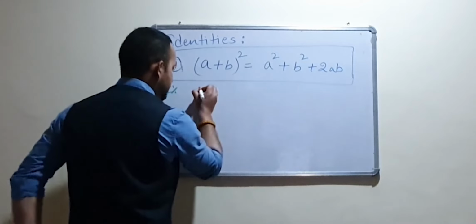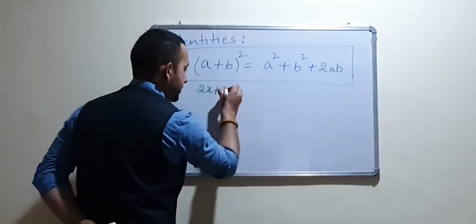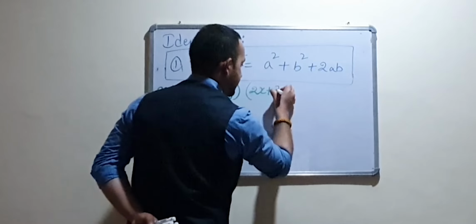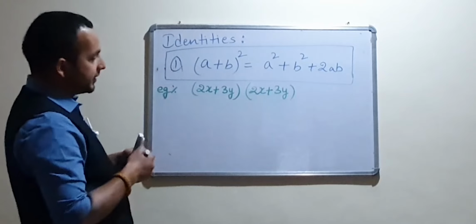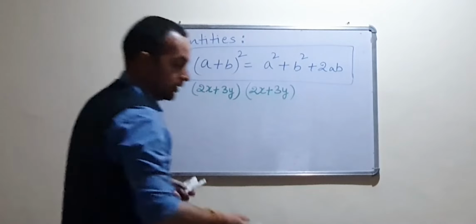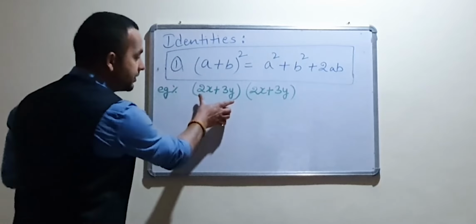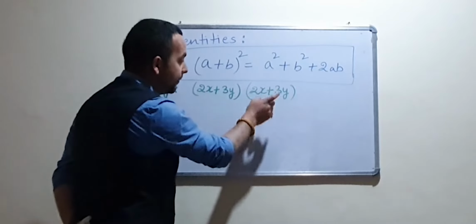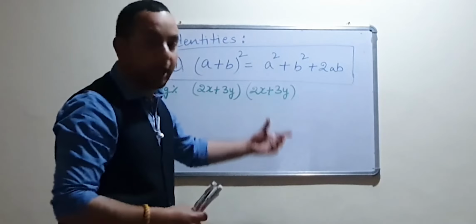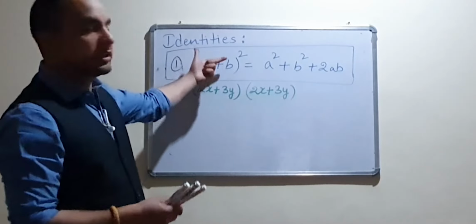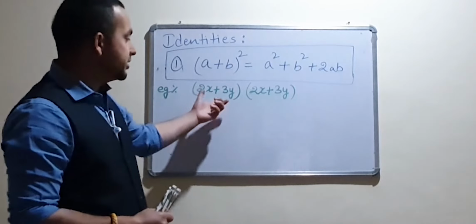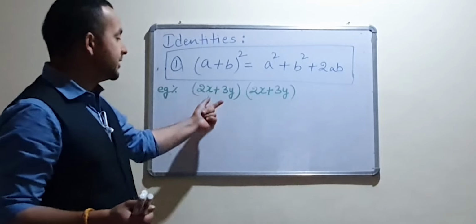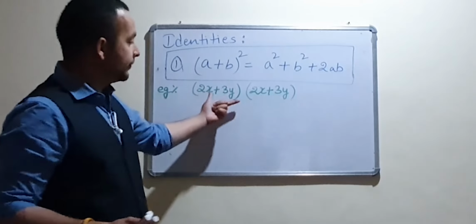For example, 2x plus 3y, 2x plus 3y. Now 2x plus 3y, 2x plus 3y. This is a what? Binomial. This is again a binomial. We are using identities over here. Binomial by binomial multiplication, the process is long, right? So what we will do, we are just using an identity for this.